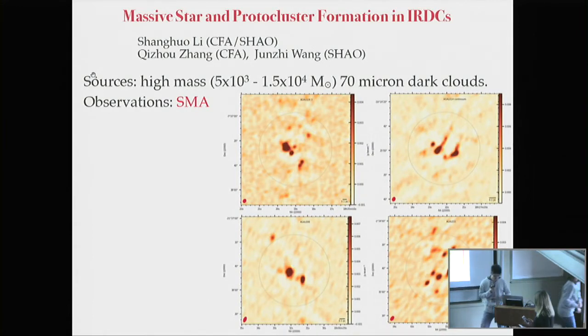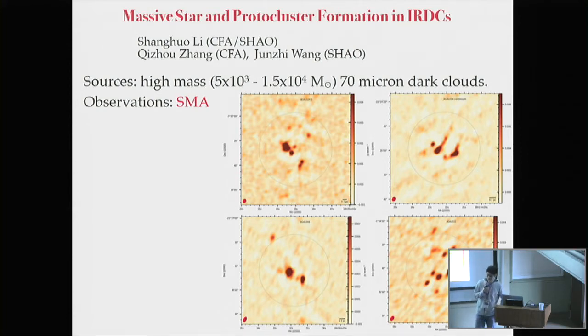Take it away. Good morning, everyone. My name is Shanghuo Li. I'm a postdoc here. I'm working with Qizhou. So when I just came here in this February, I asked Qizhou, how many people are working on fragmentation using the dust continuum? And he said, almost everyone.